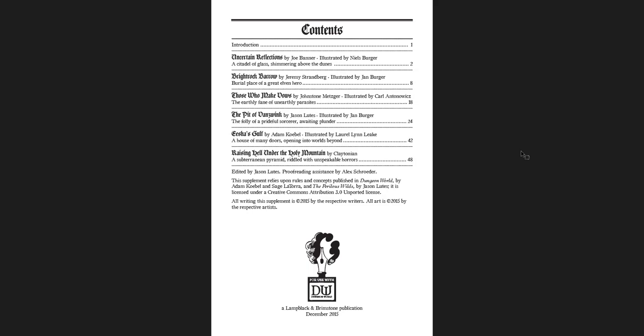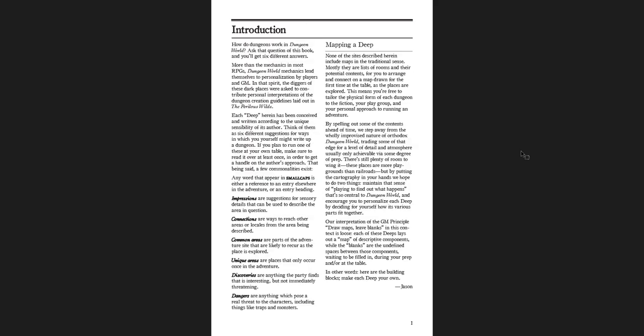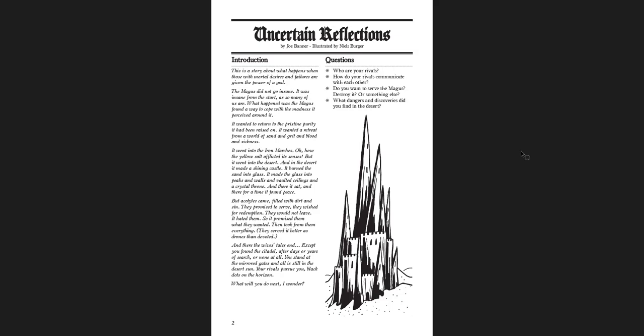Here is Perilous Deeps. There are six dungeons: Uncertain Reflections, Bright Rock Barrow, Those Who Make Vows, the Pit of Danswink, Isha's Gulf, and Raising Hell Under the Holy Mountain. Each of these is by a different author and by different illustrators. And what I really like about these dungeons is, first of all, they're all really cool. They're all really flavorful. They're all very unique. They're not just standard, bog standard dungeons. They're all really interesting.